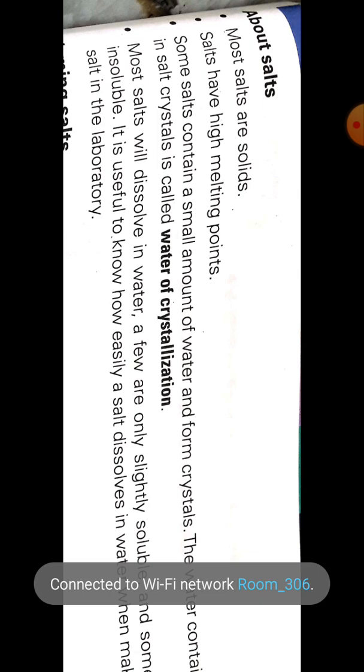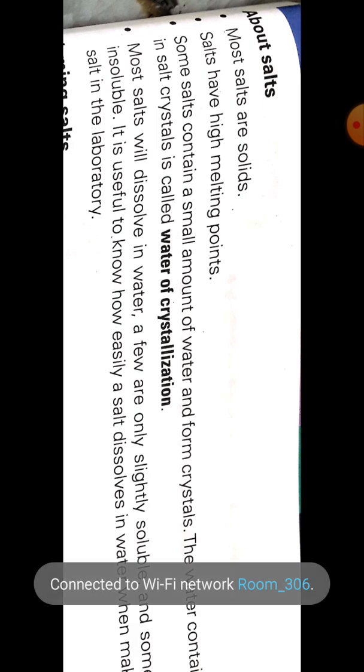Salts that have water in them form crystals, and this process is known as water of crystallization. Some salts contain a small amount of water and form crystals. The water contained in salt crystals is called water of crystallization. Mostly salts dissolve in water. For example, sodium chloride and copper sulphate dissolve in water. Few salts do not dissolve in water. For example, calcium chloride.